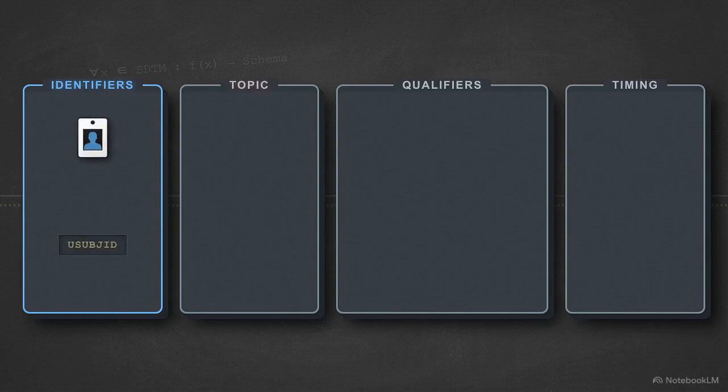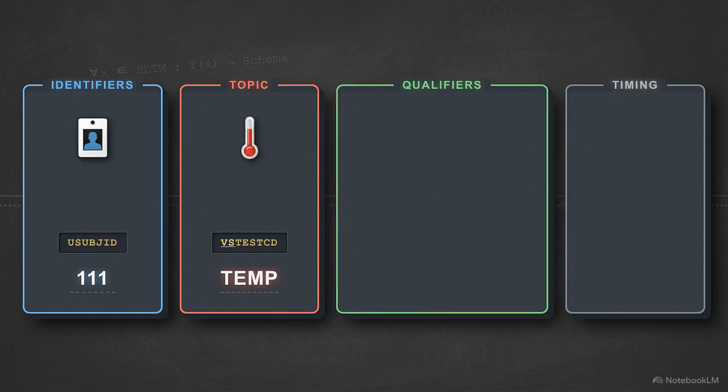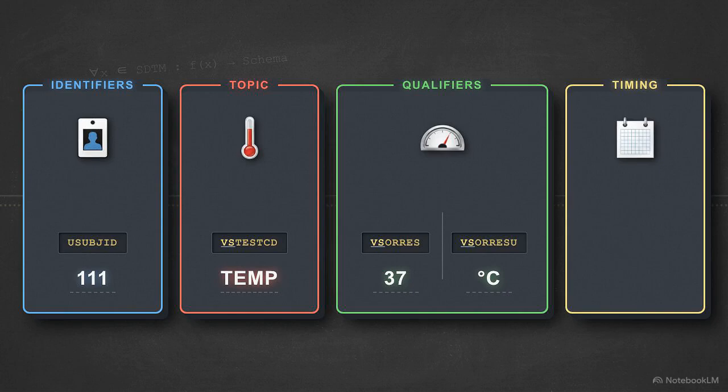Let's map a clinical example. We start with the identifier. The unique subject identifier column, or USUBJID, receives the value 111. Next is the topic, the central focus of the observation. If we measured body temperature, the vital signs test code column takes the value temp. Qualifiers give the topic meaning. The result column records 37, and the unit column records degrees Celsius. Finally, the timing variable records exactly when the assessment occurred, placing the date 01 Jan 2020 into the date time of collection column.